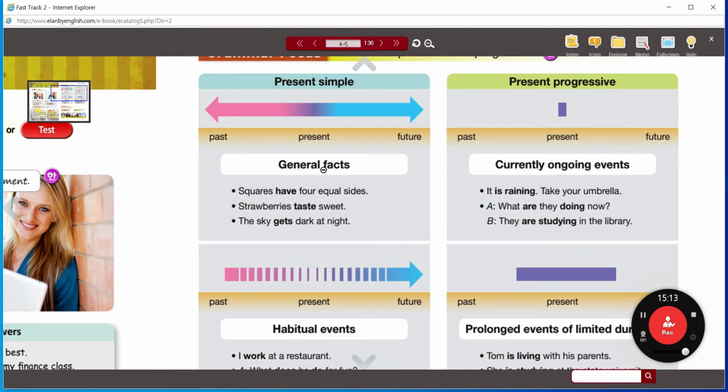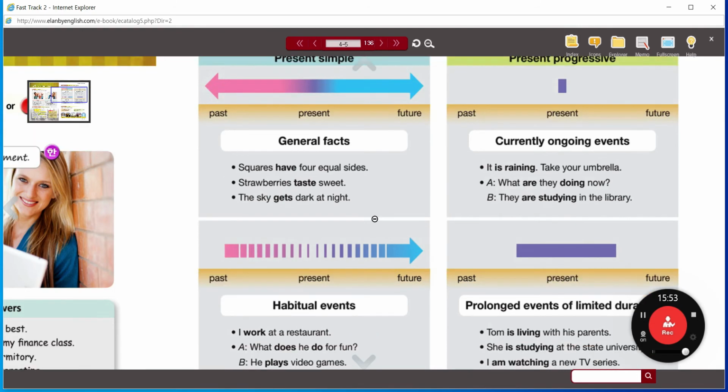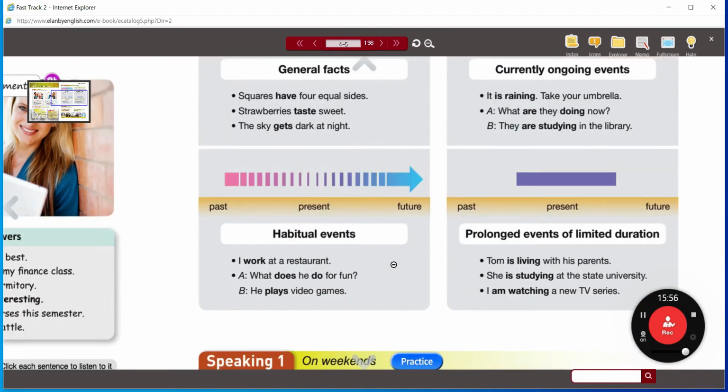We sometimes use it with general facts, things that are always happening and that are always true. So you see here it says squares have 4 equal sides. So that's a definition of a square, so that must be true. Strawberries taste sweet. Okay. Maybe not every single one, but generally they do. The sky gets dark. Okay, if you live outside the polar regions, that's certainly true. Those are things that are always true.